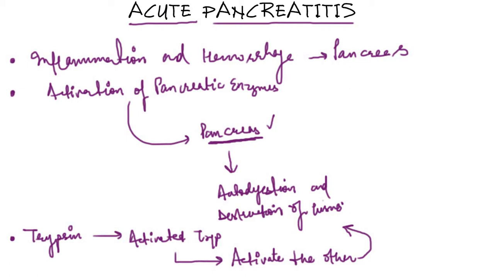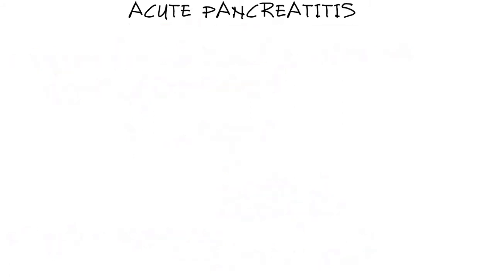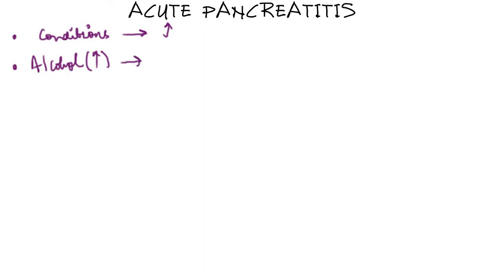So we will look at the causes of acute pancreatitis. Why does acute pancreatitis take place? To make it clear and easy to understand, we'll have to see the conditions which can activate the enzymes, because these will be the causes of acute pancreatitis. First of all, the most common thing which can lead to acute pancreatitis is alcohol, excessive alcohol consumption.